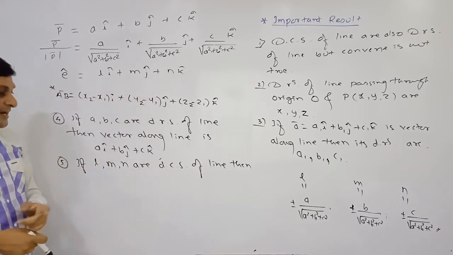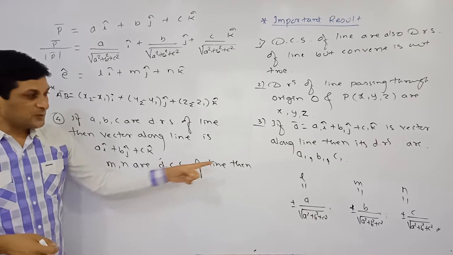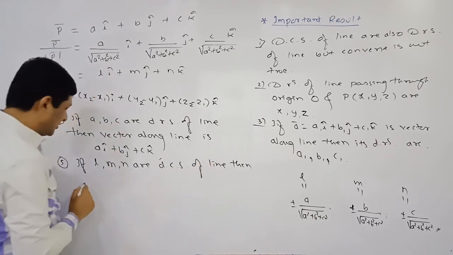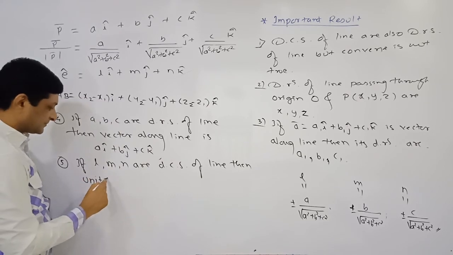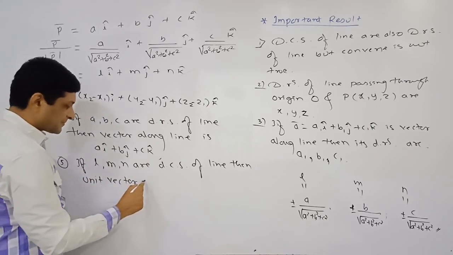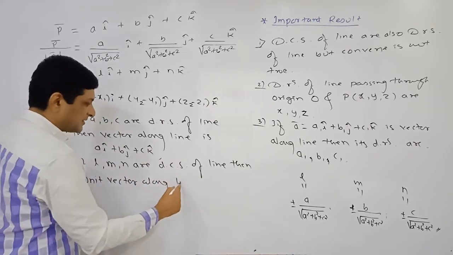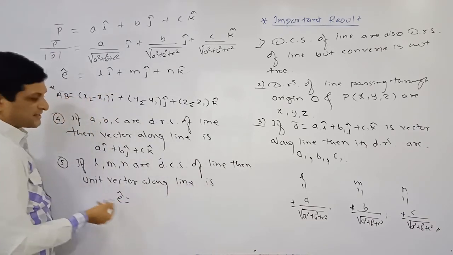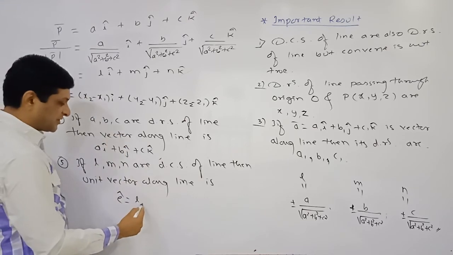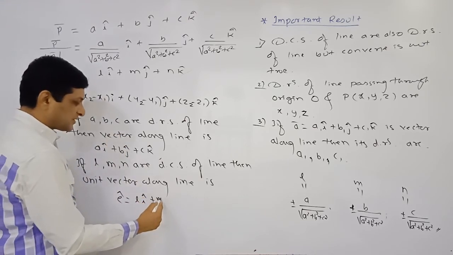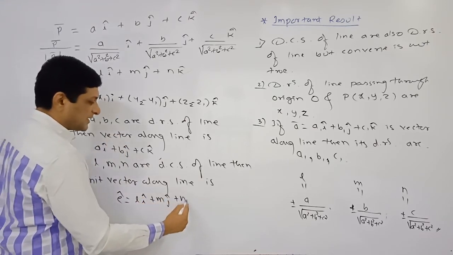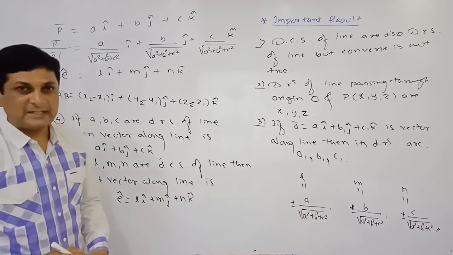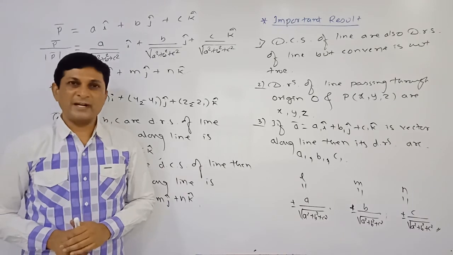What result are we getting? If L, M, N are the direction cosines of the line, then the unit vector along that line, which I am again denoting by e cap, has the value L i cap plus M j cap plus N k cap. In this way we have seen all the very important results related to direction ratios and direction cosines.